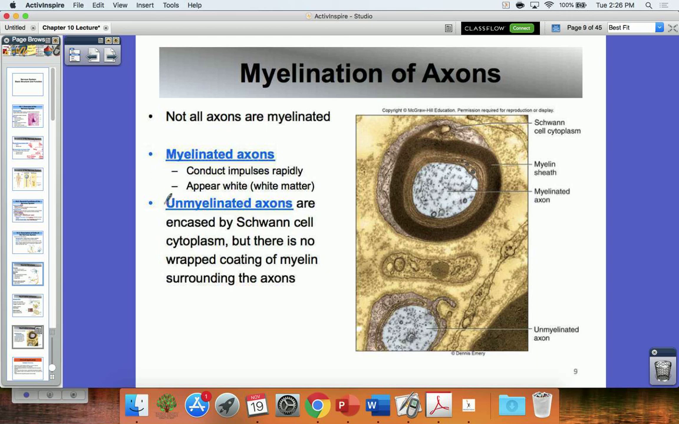Also, those that are unmyelinated, they don't have the Schwann cell, they don't have that coating around it, so they may not be able to conduct the impulses as fast.